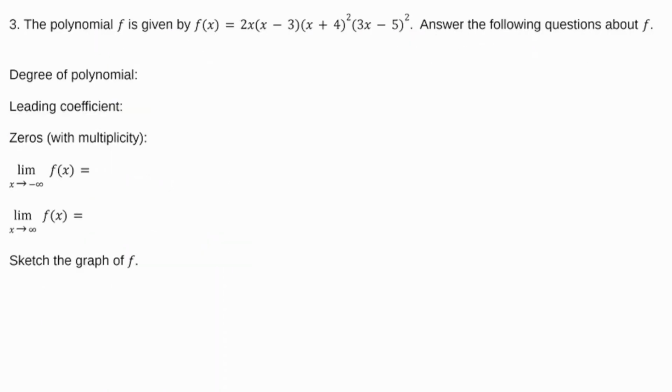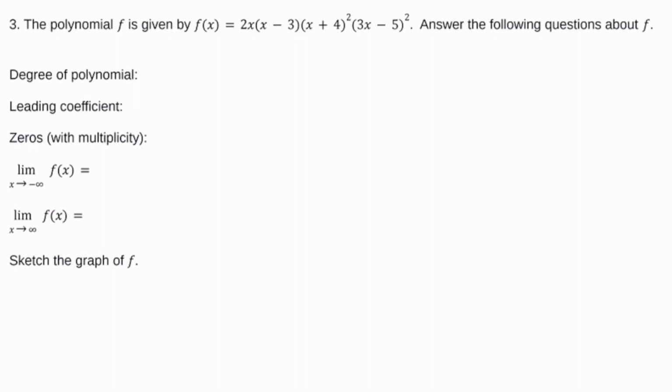All right, now the next few questions are going to seem probably pretty lightweight by comparison because we're just going to ask you some trivia questions about these functions. Okay, so here's a polynomial. It's 2x times x minus 3 times x plus 4 squared and 3x minus 5 also squared. Okay, so we're giving its factored form.